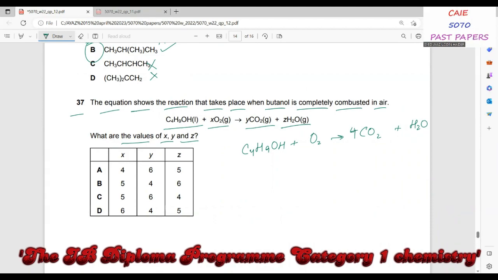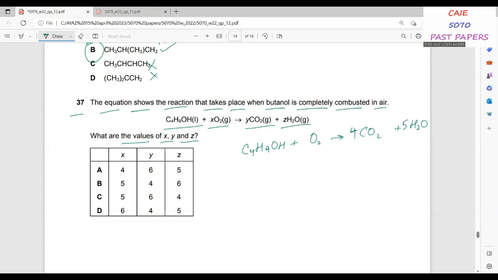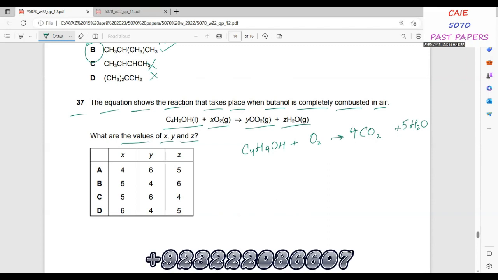What about hydrogen? Hydrogen is 10 on the reactant side, 9 plus 1 is 10, and on the product side it is 2. If I write 5 before H2O, hydrogen becomes balanced. Now we got the values of Y and Z. This will be Y and this will be Z. If you want, you can work out the value of X, that is oxygen.